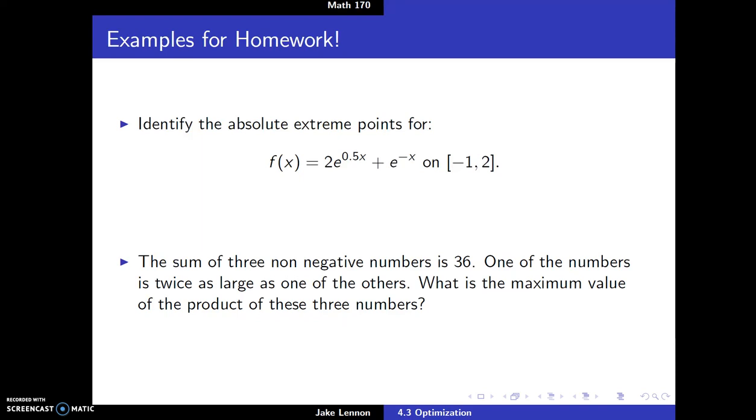For the second one, we have the sum of 3 non-negative numbers is 36. Okay, so typically that would be 3 letters, x plus y plus z. But then we're given that one of the numbers is twice as large as one of the others. So what's the maximum value of the product of these 3 numbers?